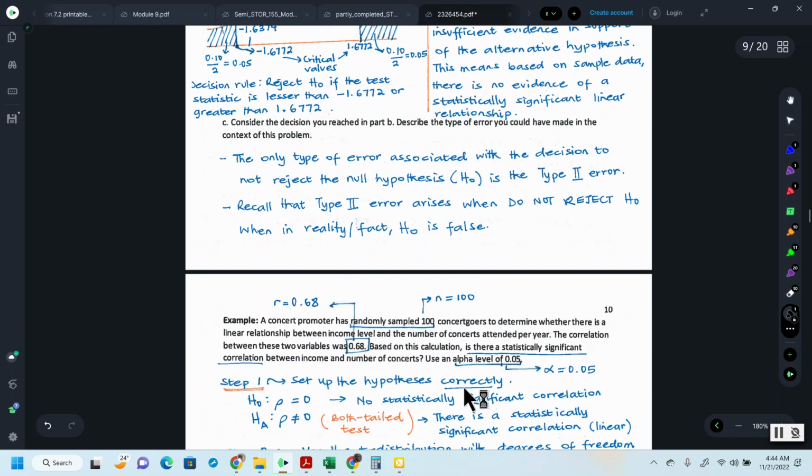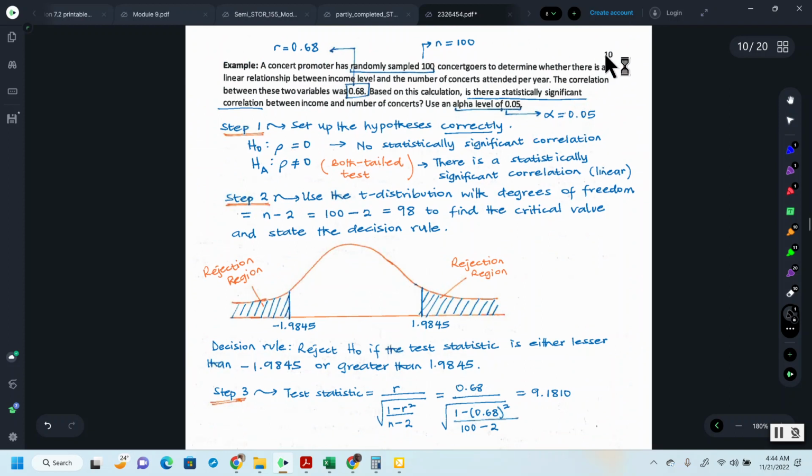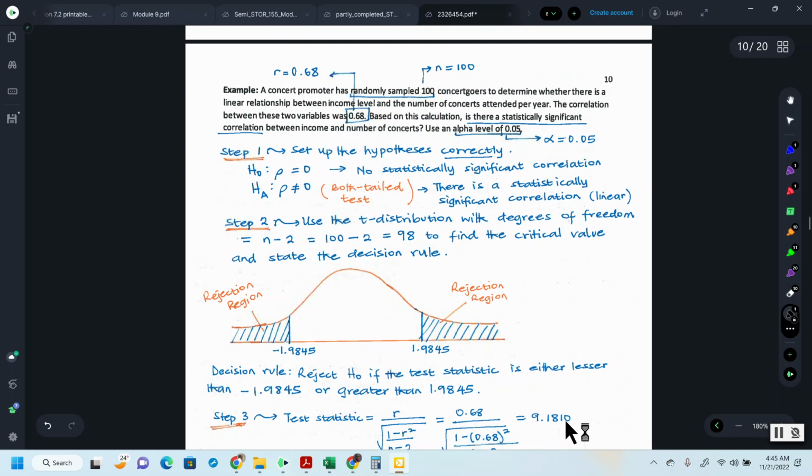All right. So we look at another example on page 10. In this example, we are told that a concert promoter has randomly sampled 100 concert goers to determine whether there is a linear relationship between income level and the number of concerts attended per year. The correlation between these two variables was 0.68. So I'm going to note that. That is my sample correlation coefficient. And I've also noted that they randomly sampled 100 concert goers, so this is the sample size, lowercase n.